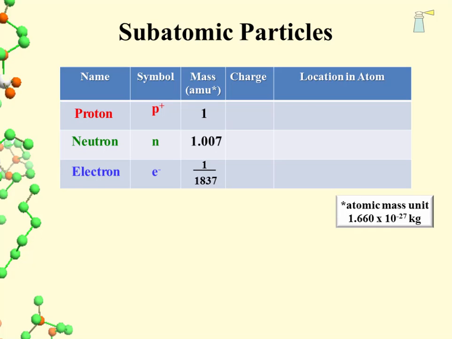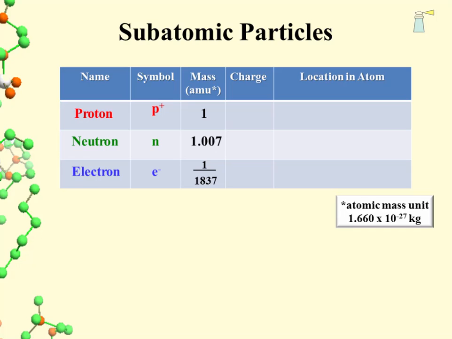The electron, however, is much smaller. It weighs 1/1837th as much as that of a proton. Its mass will generally not be considered when summing up the mass of the atom. That doesn't mean that it doesn't have a mass. It's just that it's so small that it can be neglected in the calculation.